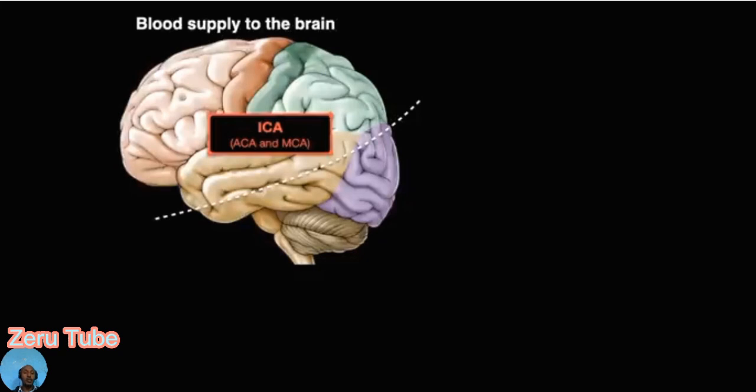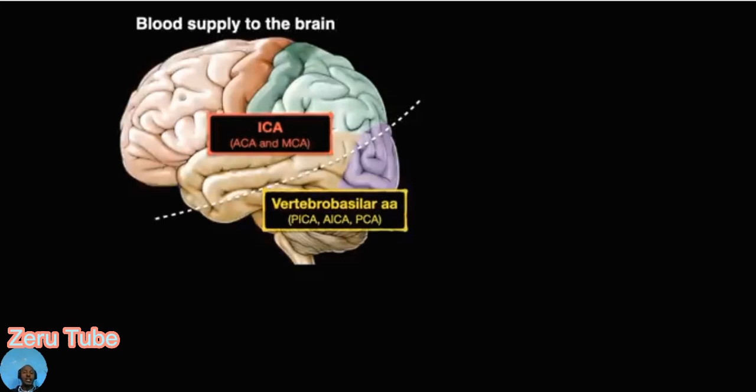As we discussed, the blood supply of the brain comes from two major arteries. One is the internal carotid artery, whose major branches are the anterior cerebral artery and the middle cerebral artery. The second is the vertebrobasilar artery, which gives blood to the posterior surface of the brain. It forms the posterior circulation of the brain. The anterior circulation of the brain is formed by the internal carotid artery, and the posterior circulation is formed by the vertebrobasilar artery.